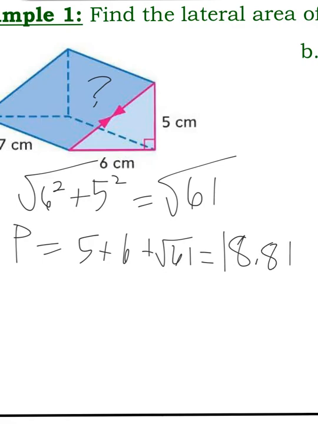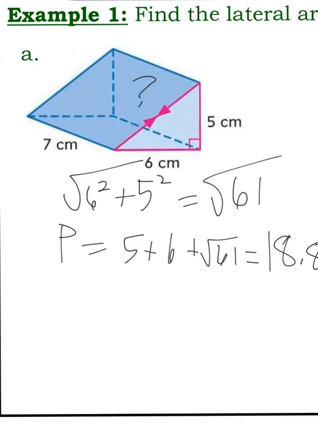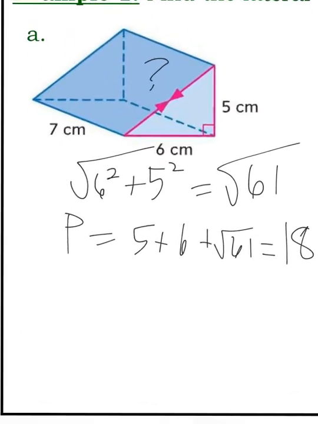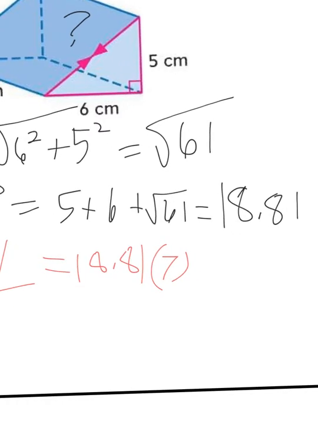The next thing I'll need to tackle is my height. My height was that 7. So I'm going to do the lateral area. That's capital L equals 18.81, capital P, times lowercase h, 7. And then I get about 131.67, which equals 131.67 centimeters squared.